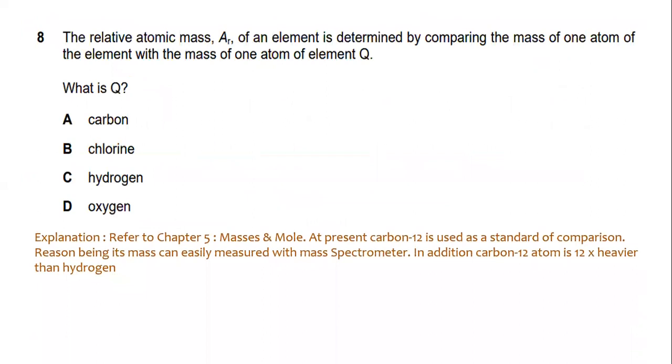Refer to chapter 5 under masses and mole. At present, carbon-12 is used as a standard of comparison. The reason carbon-12 is used as a standard of comparison is that its mass can easily be measured with the mass spectrometer, because a carbon-12 atom is 12 times heavier than hydrogen. So the answer for question number 8 is A.